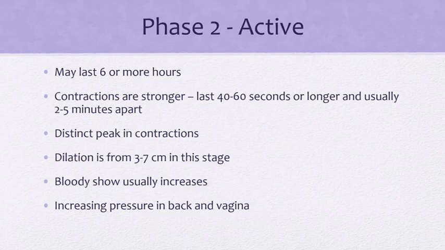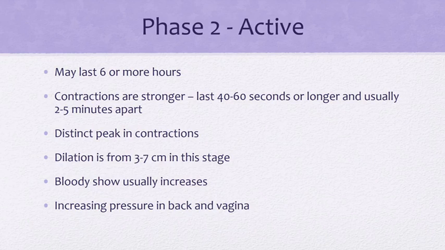Phase 2 is active labor, which may last 6 or more hours. Contractions are stronger, they last from 40 to 60 seconds or longer, and are usually about 2 to 5 minutes apart. It needs to be consistent, 2 to 5 minutes, lasting about a minute in duration, to really change the cervix, to push that fetal head down and change the cervix. There's a distinct peak in the contractions.